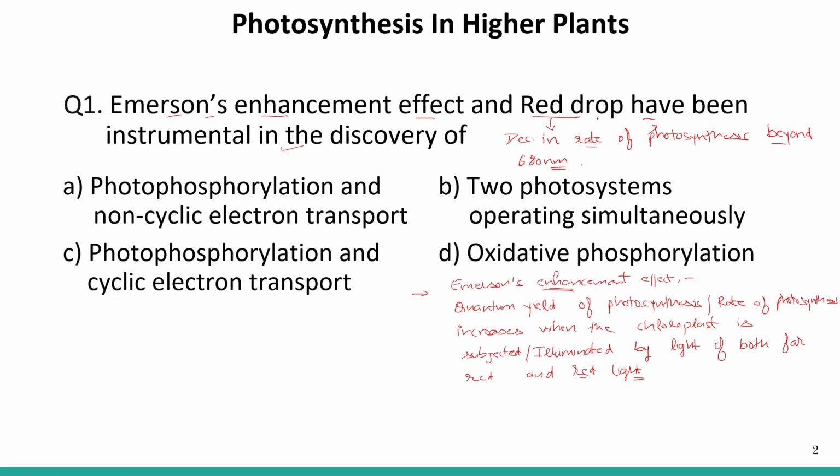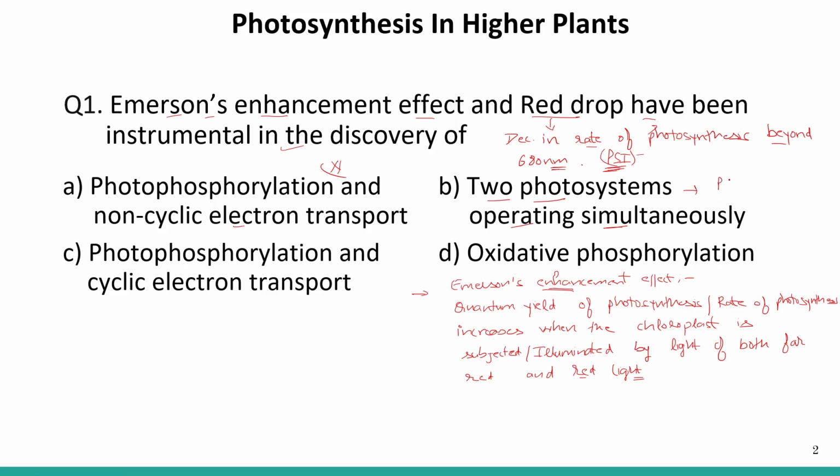At far higher, longer wavelength of light, which photosystem is activated? Photosystem 1 is activated. So photosystem 1 doesn't function very well, and there is a decrease in the rate of photosynthesis. All right, now let's look at the options. First is photophosphorylation and non-cyclic electron transport, which is not correct. Second option is two photosystems operating simultaneously.